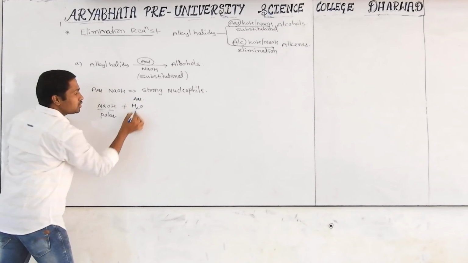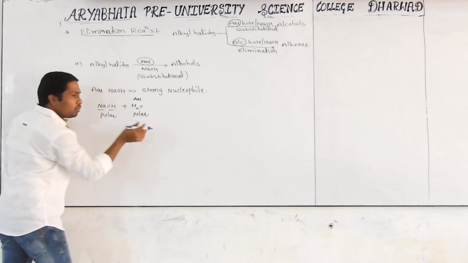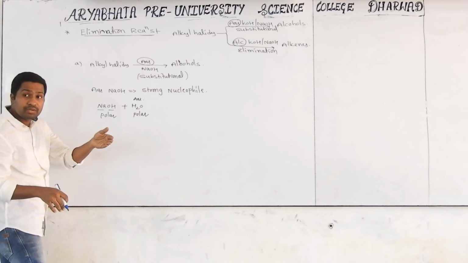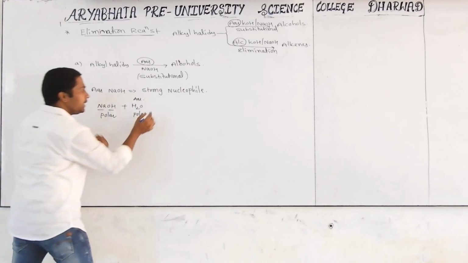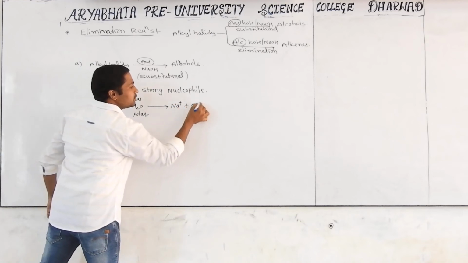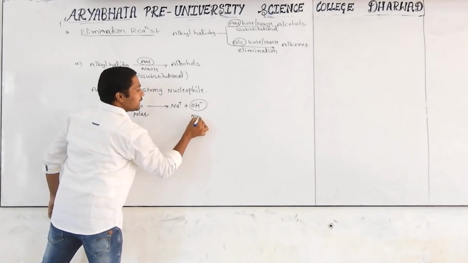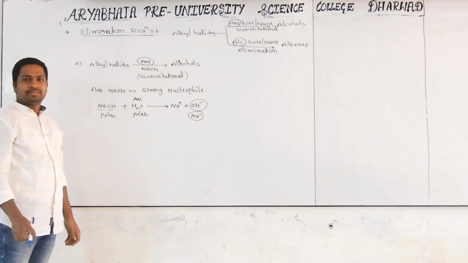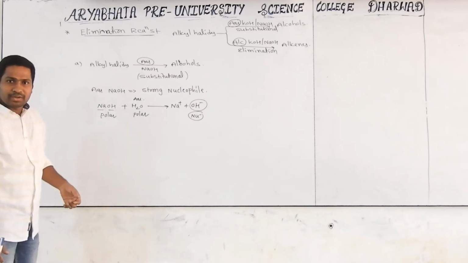Water is also polar. You know already that in a solution, polar dissolves in polar. Immediately it will break down into Na plus and OH minus. This OH minus will act as a nucleophile. Then the remaining process you know very well.